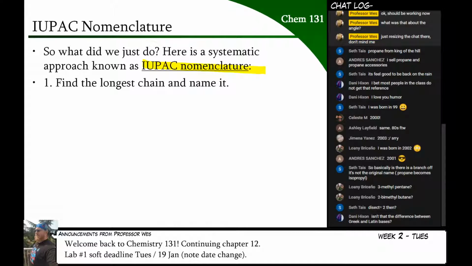I don't actually know enough Greek or Latin to really answer that, honestly. But you might be right. One of them might be Greek and one of them might be Latin, and I don't know which one is which.